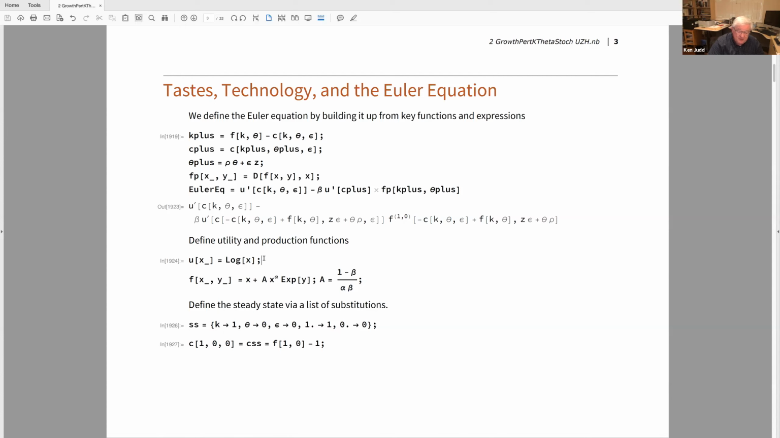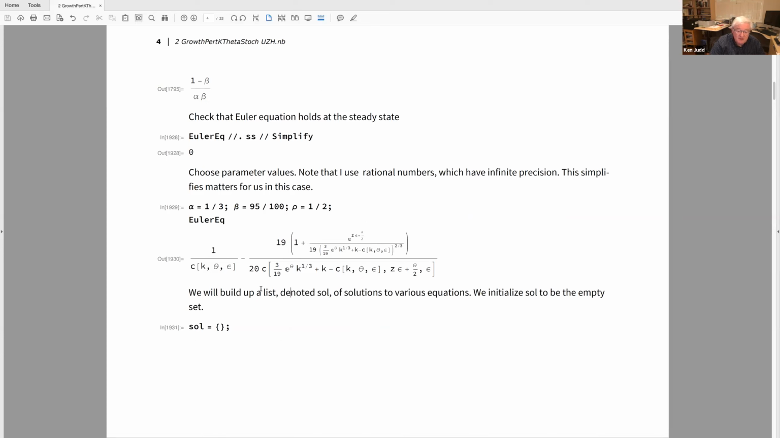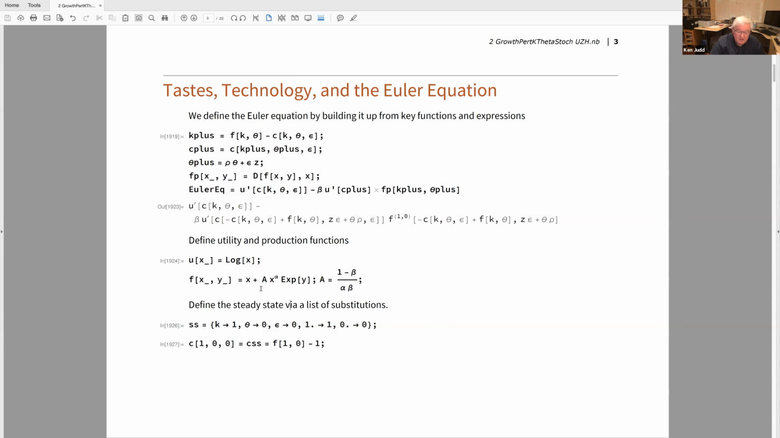And I have then a standard utility function. Oh, this is the setting for the deterministic problem. So I have this A, which I set so that the deterministic steady state is 1.